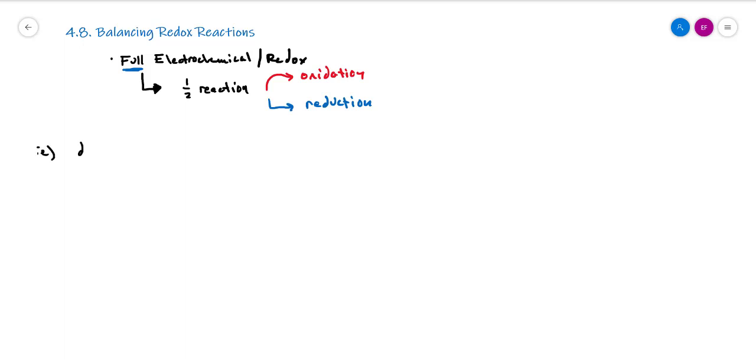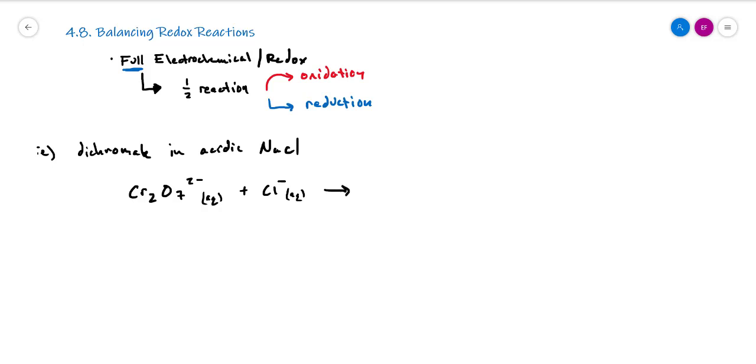So let's do this with the dichromate ion in acidic NaCl solution. So the dichromate ion is this one, chromium, two of those bound to 7 oxygens, and it's got a 2 minus, and so we're going to say that's aqueous, plus chloride, aqueous, makes chromium 3 plus, aqueous, plus chlorine gas, aqueous as well.